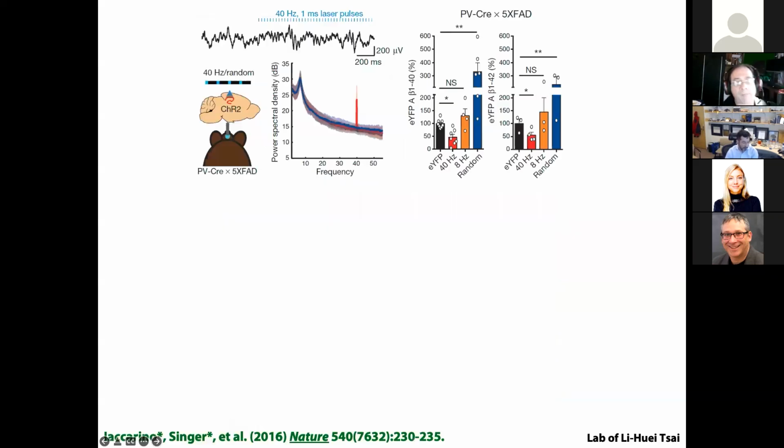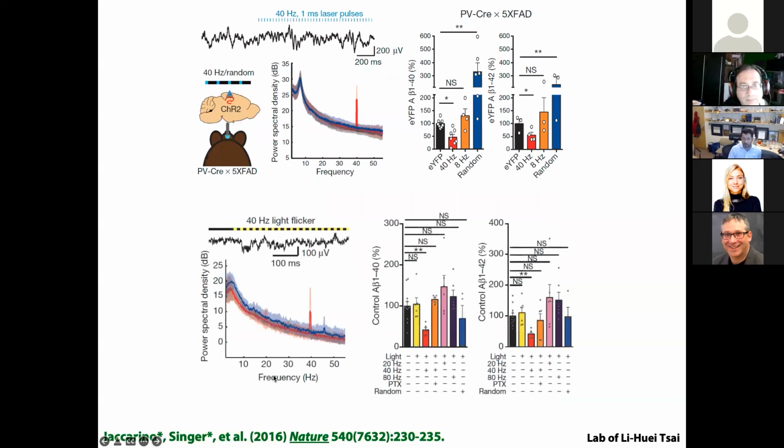More commonly, people use these tools to study the brain. So my collaborator, Li Wei Sai, has used optogenetics to drive the brain of Alzheimer's model mice. These are mice that get Alzheimer's-like symptoms. And she showed that if you drive the brain 40 times a second, the brain gets better.